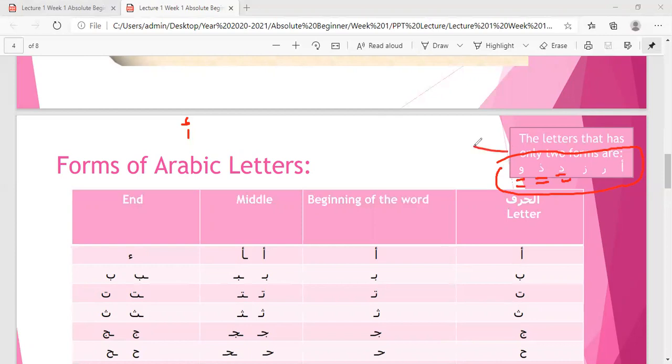Why do they have the two forms? You know the letter A here, okay? And you just add a line from this. This is the letter Ra, you add a line from above. Za, you add a line from above. Da, you add a line down, okay? Tha, you add a line down. Wa, you add a line here. Is it clear? They have two forms. Yani they cannot be connected to the letter after it.